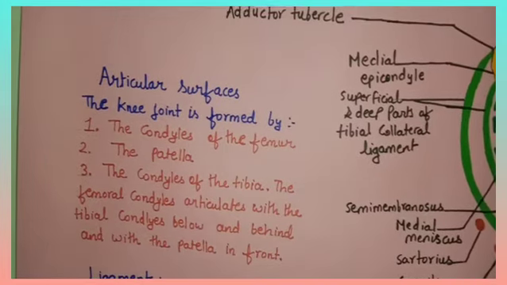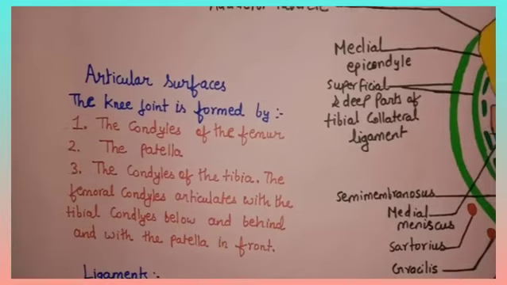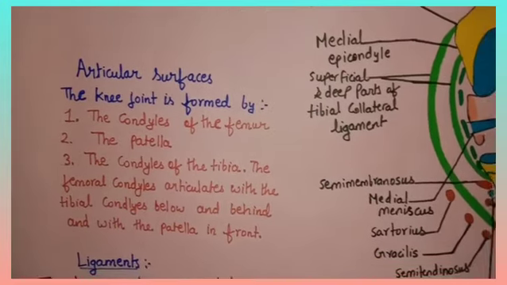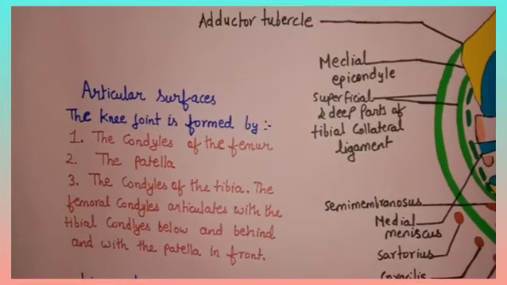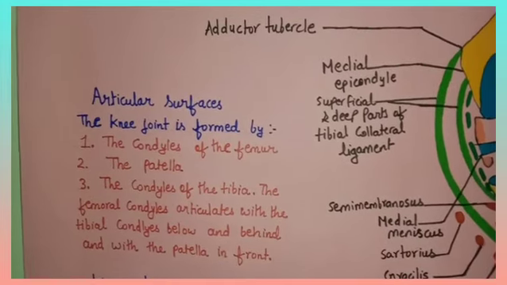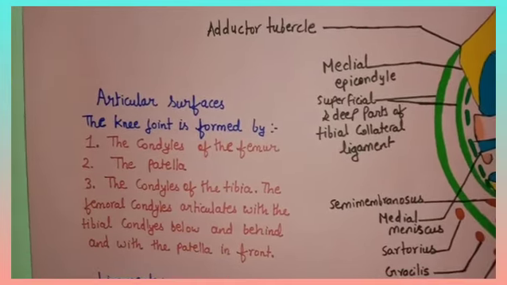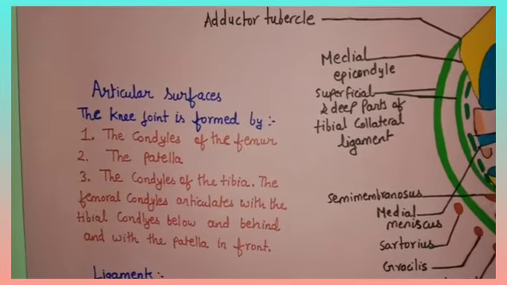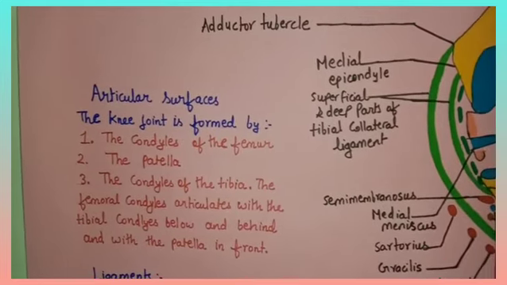Now I will explain about articular surfaces. The knee joint is formed by first the condyles of the femur, second the patella, and third the condyles of the tibia. The femoral condyles articulate with the tibial condyles below and behind and with the patella in front.